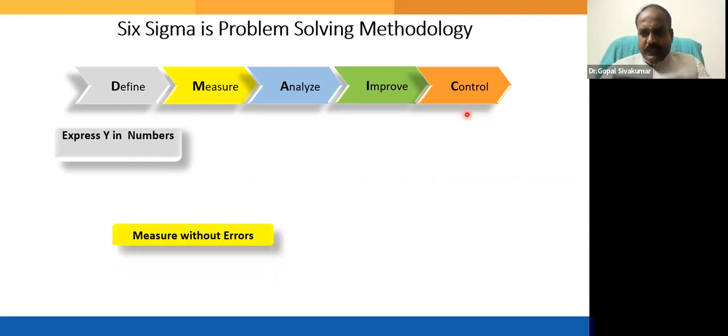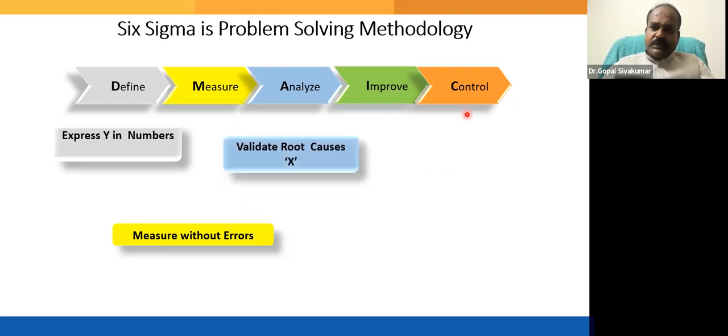Every time you collect data, you will commit error. I will prove it in the main program, right? In the activities. So measurement should have minimum error. If the error is less than 10%, your measurements are valid. And analyzing, validate the root cause, not identify, validation.